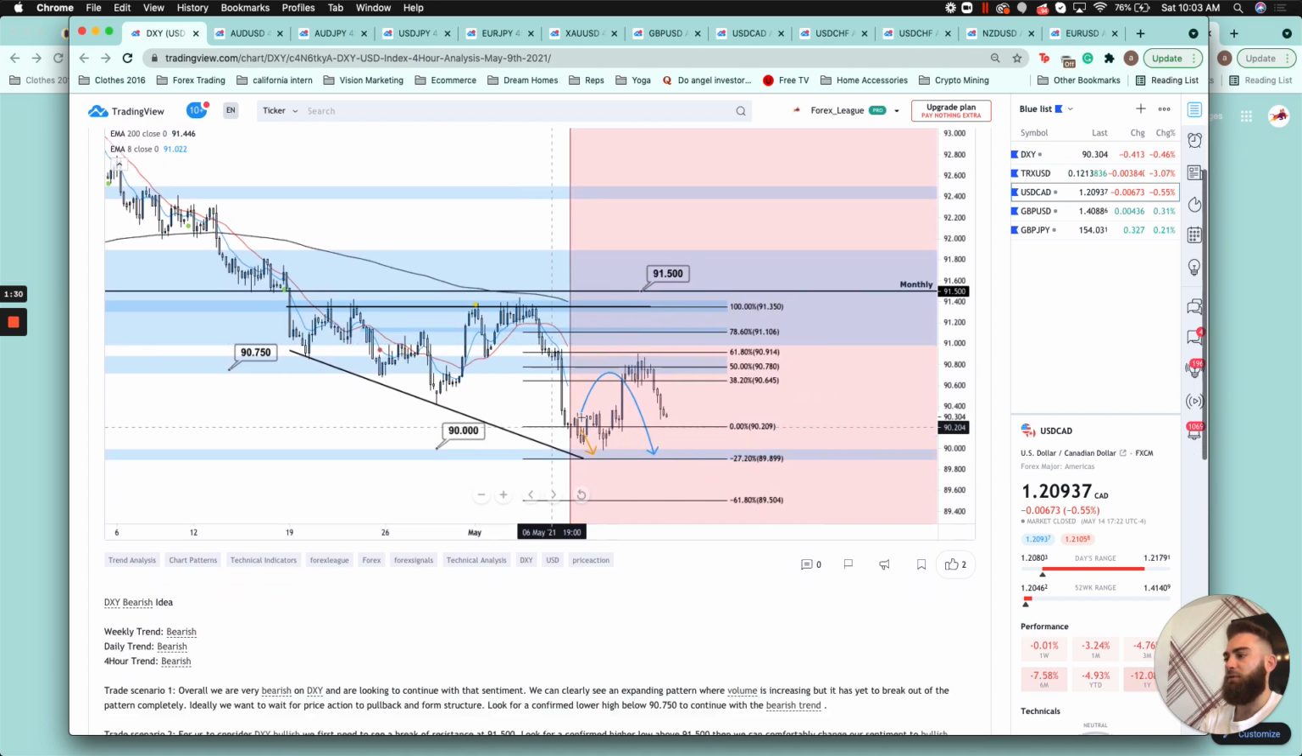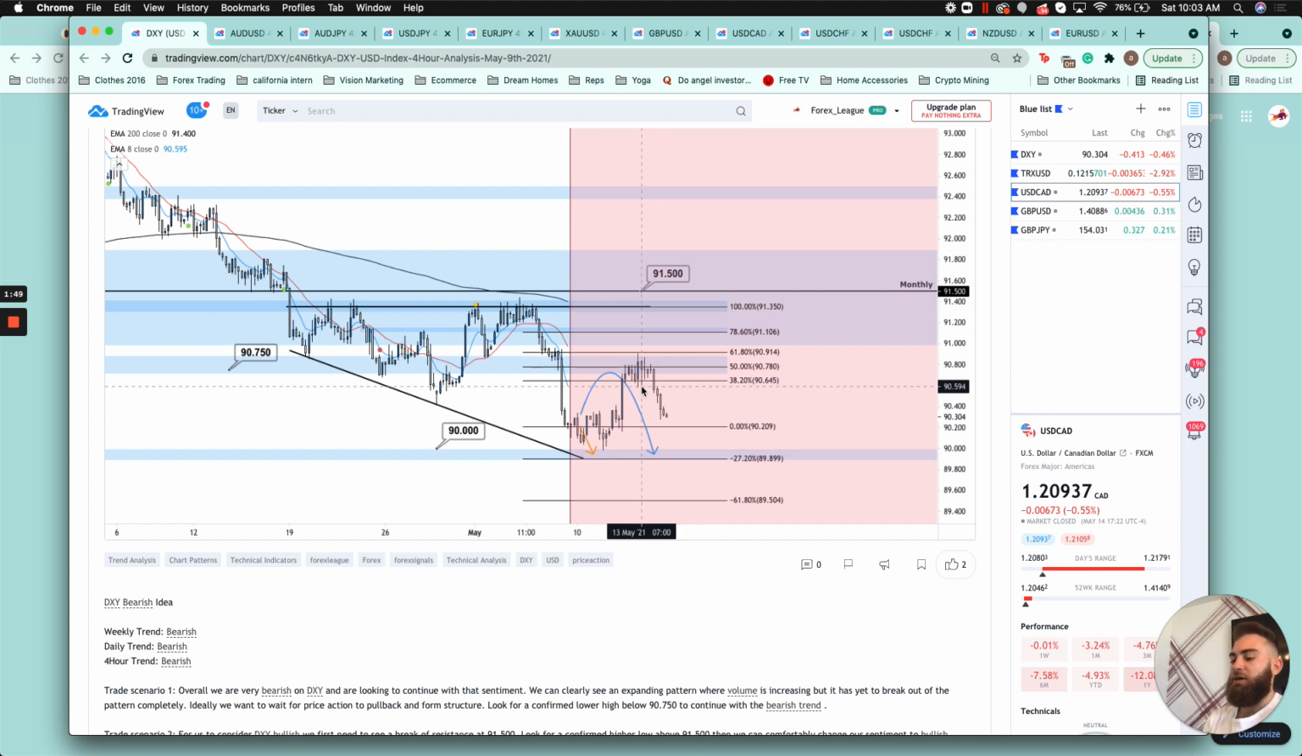This was, again, the 4-hour time frame. So we had that initial push into the 90, literally the 90 flat level, and then we retraced back to 90.80, and then ended up rejecting that level. So both of these trade scenarios played out. We had the initial push down, and then we pulled back and found resistance at our key levels.